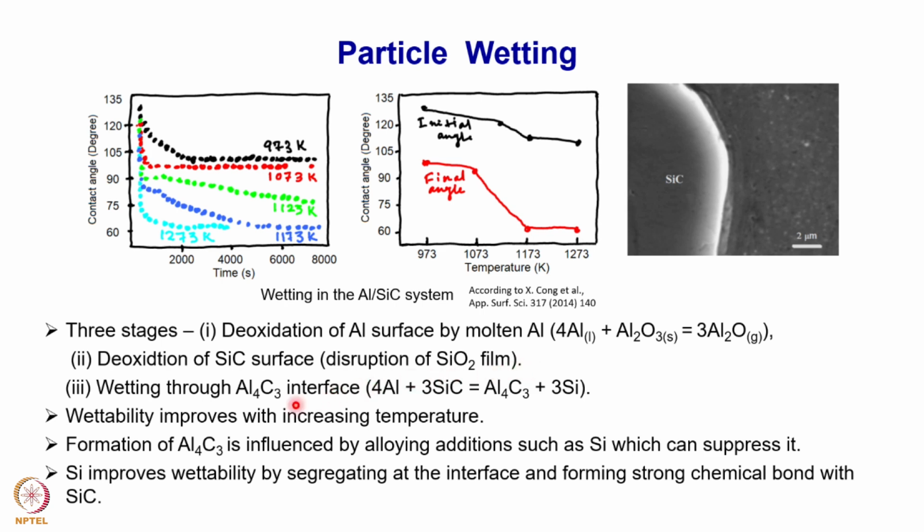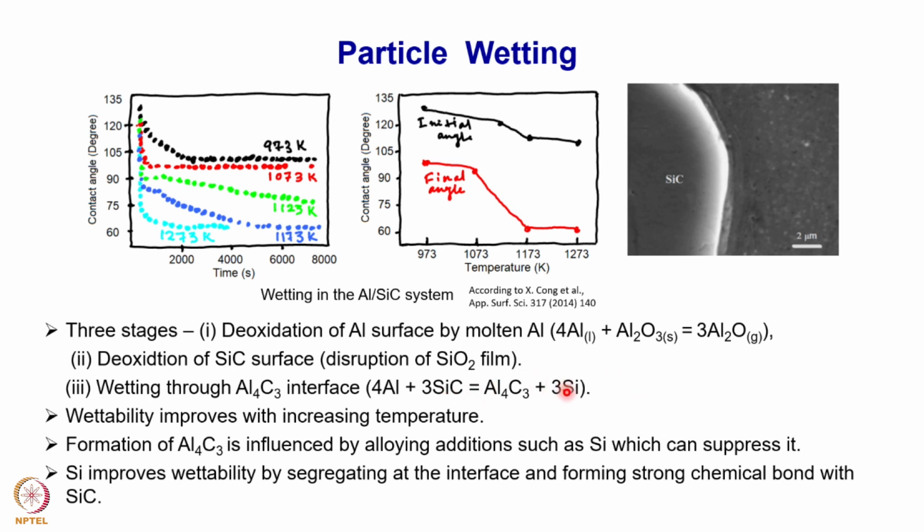And then you can also have wetting through formation of an interfacial layer of some reaction product. So you first let the matrix metal and the reinforcement react and form a very thin layer of this reaction product along the interface, and this will actually lead to a good bonding, provided this is very thin and does not extend into the material.